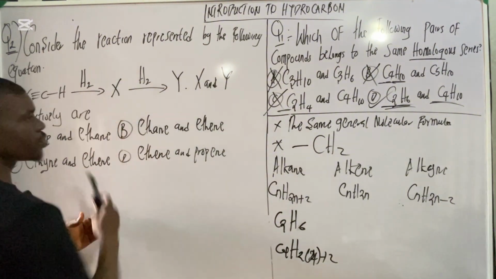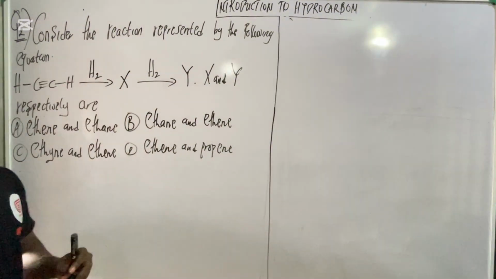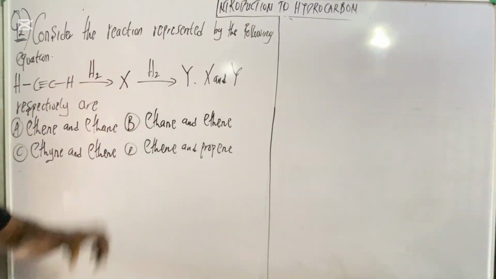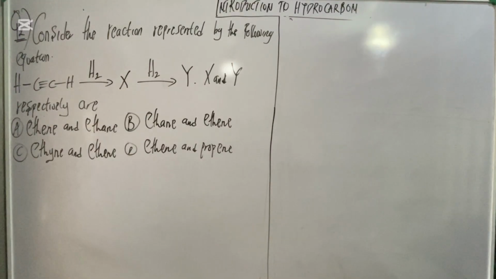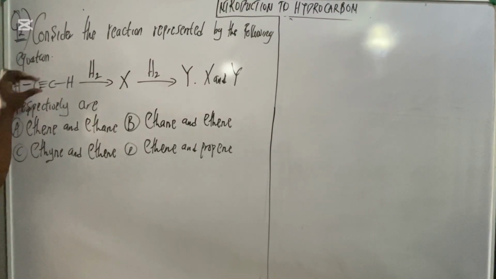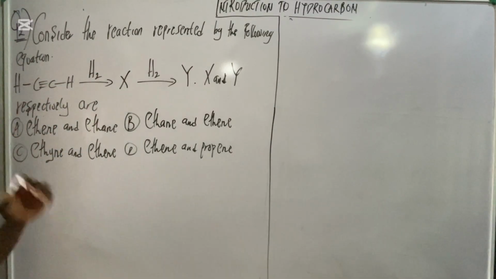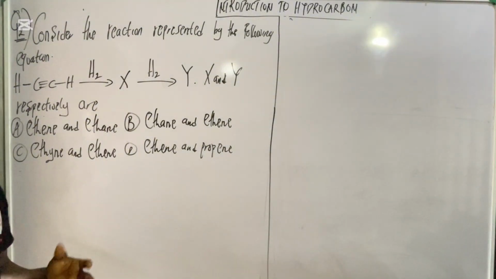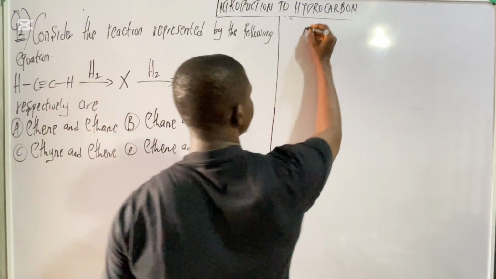Let's look at question 2. Let's solve this question here. Question 2. Consider the reaction represented by the following equation. Now, here we have a double bond here. Please take note, here we have a double bond. Now, whenever you see a hydrocarbon with a double bond, understand that it is an alkyne.